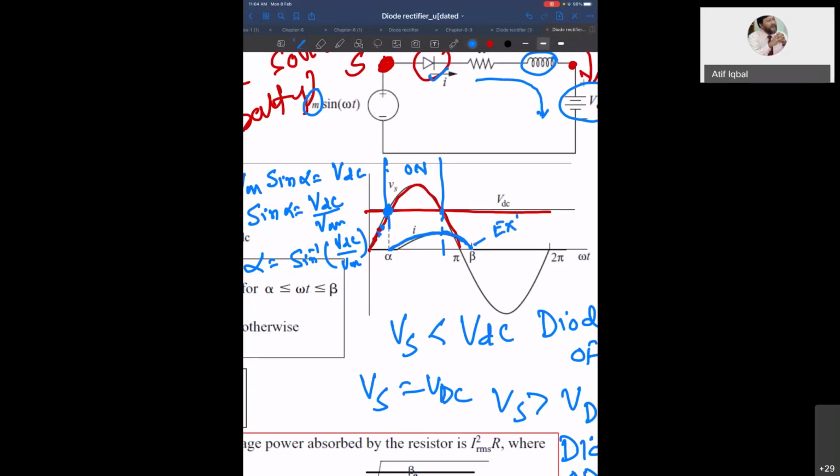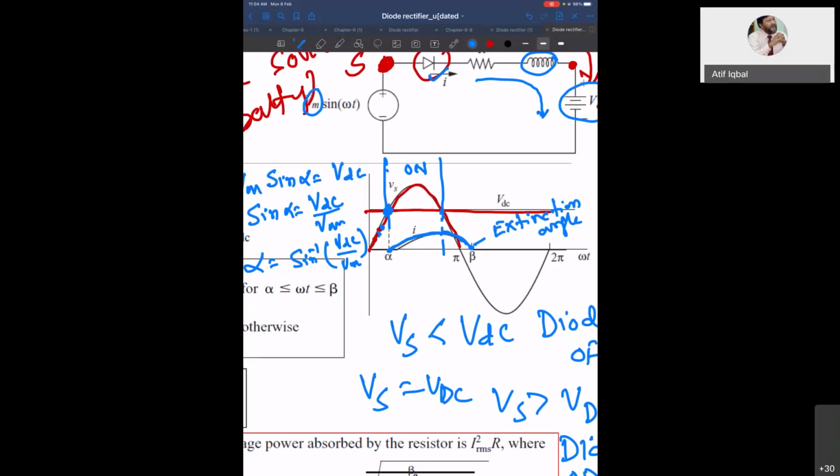So alpha is where it starts operating, and beta is the point at which the current becomes zero. Do you understand this? Okay.